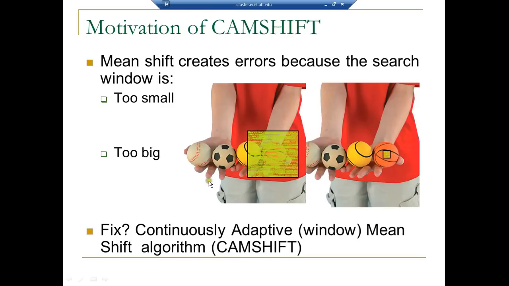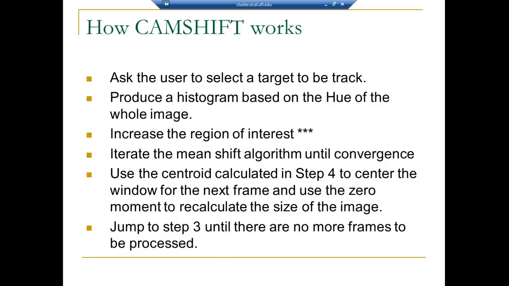Hence, to fix that, I propose a continuous adaptive MeanShift algorithm, which changes the window according to the size of the object tracked. So how does the CAMSHIFT work? The first thing it does is ask the user to pick a target to be tracked.